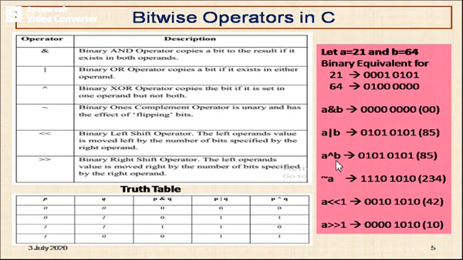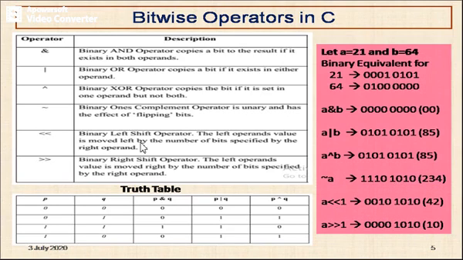Then A exclusive OR B. You know that when the inputs are dissimilar, output is 1. When the inputs are similar, output is 0. And binary negation or ones complement. When the input is 0, output is 1. When the input is 1, output is 0. Just complement of each bit. We get this one and the answer is 2.